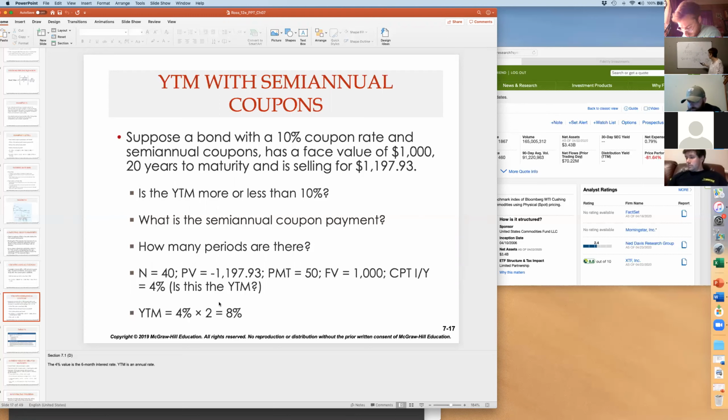The math will change here again. We'll have $50 coupons and then $1,000 par. And then the price has changed. It's a premium. It was $1197.93. So basically the same question with just a little bit different parameters in it.